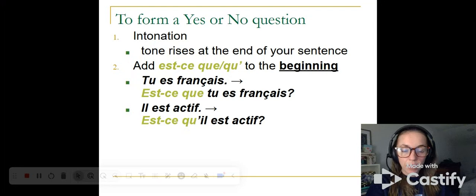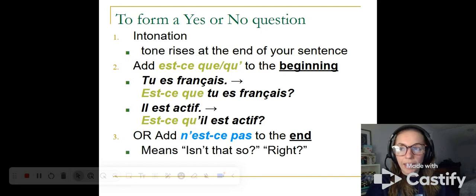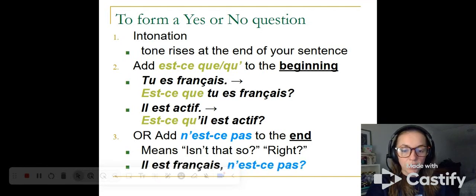So we can do it this way, or instead of using est-ce que, we could put n'est-ce pas on the end of our sentence. And it's going to mean something like, isn't that right? It's expecting the answer yes. So, for example, il est français, n'est-ce pas? He's French, isn't he? You're never going to use both. So you're either going to use est-ce que at the front or n'est-ce pas at the end.